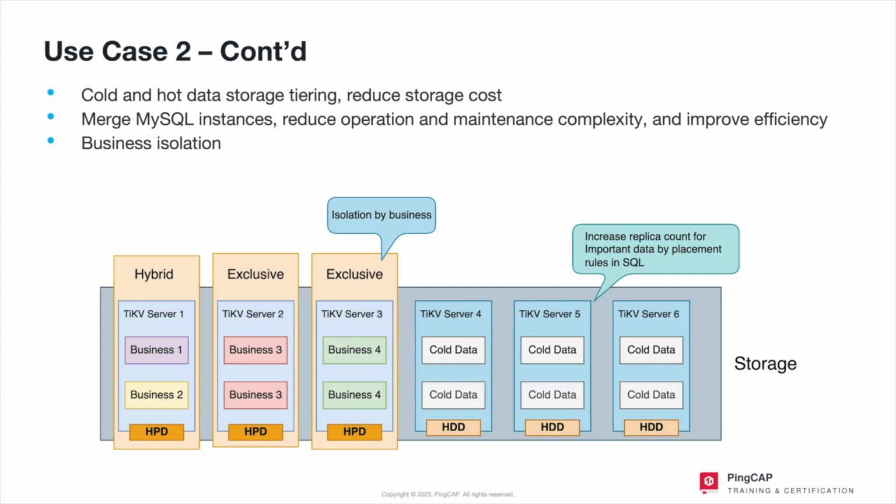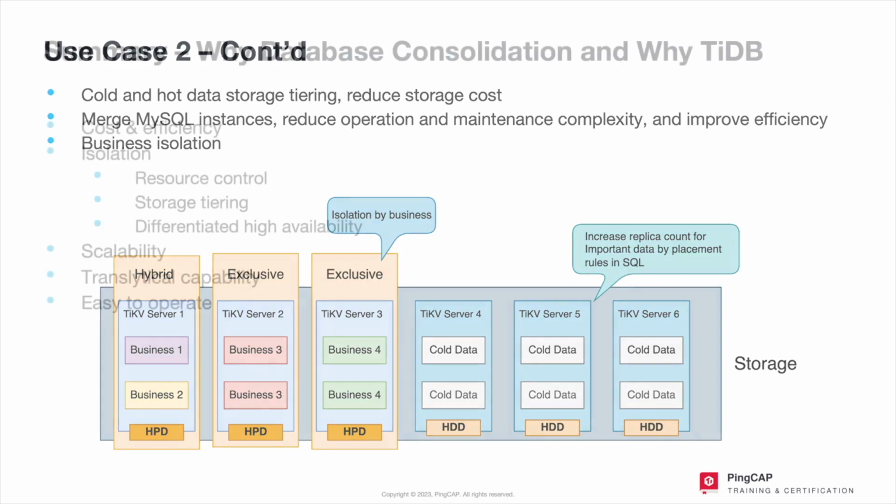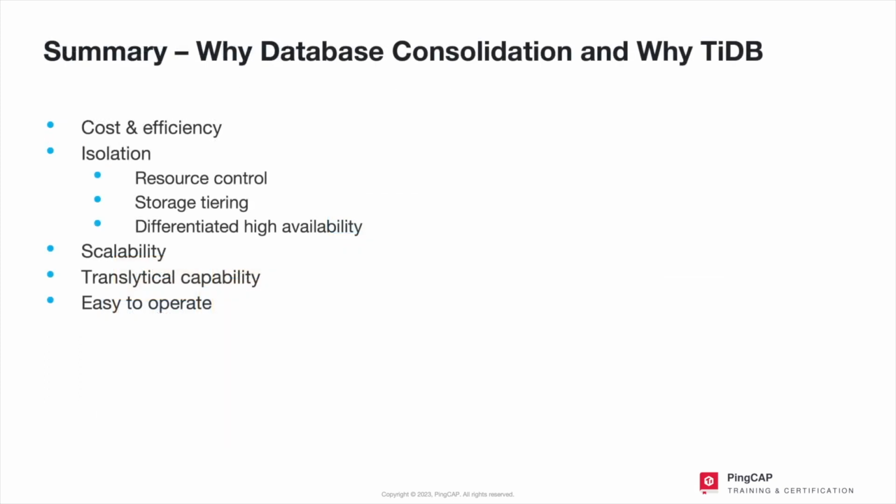Let's take a moment and summarize what we've learned. We've covered a lot during our discussions. Let's review some of it. First up, cost and efficiency. We discussed how database consolidation can help us reduce costs and increase efficiency. TiDB's separation of compute and storage comes into play here. If we need more compute, we add compute. If we need more storage, we add storage.